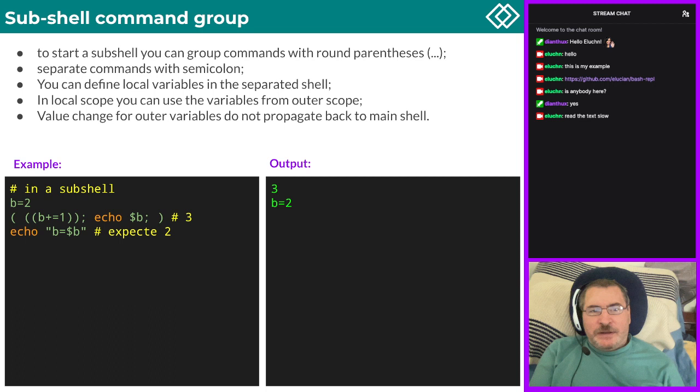So subshell command groups. This is another way of grouping commands. So what does subshell mean? It means that a new process is created, a new command line that is invisible to you basically starts, and that's a new instance of the shell. It's called a subshell. When the subshell starts, it creates its own local variables. It's independent of the current shell.